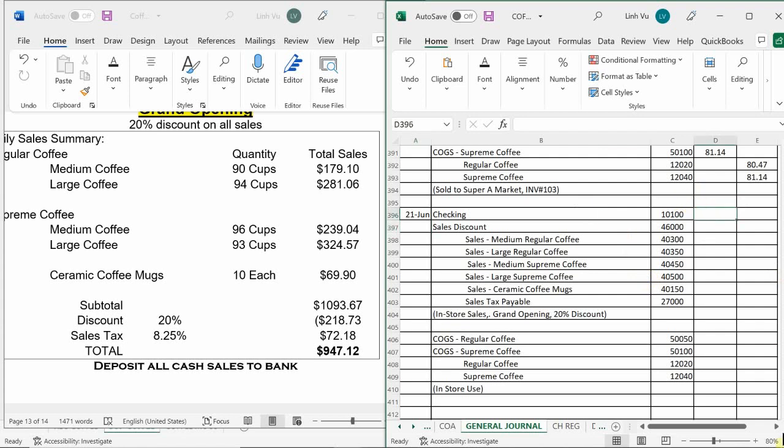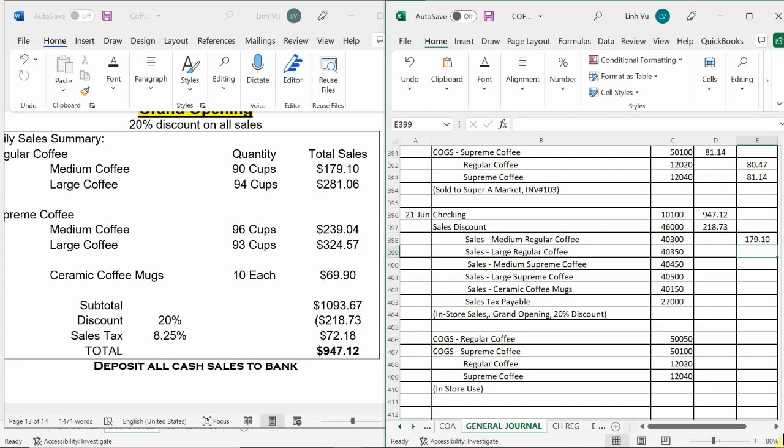So what was the total amount of cash I received? We received 947. Okay. How much was the discount? The discount was 20%. How much money did I discount? 218.73. Okay. How much did I sell my medium regular coffee for? Medium, it's 179.